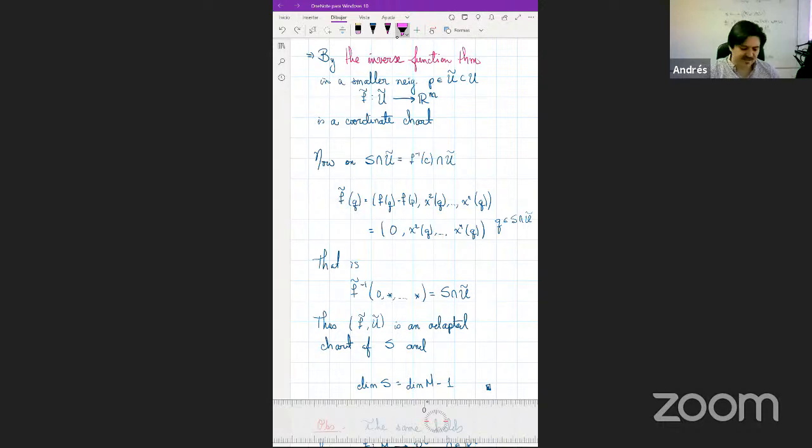So the key idea comes from here, like the inverse function theorem. You move things and everything will work because of the inverse function theorem. Any questions about the proof? No.